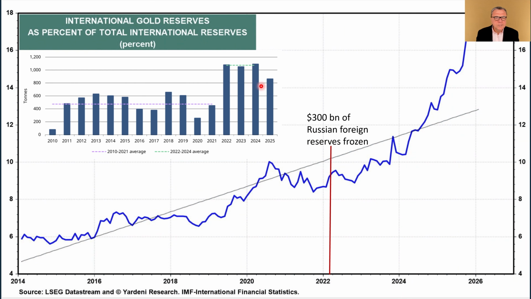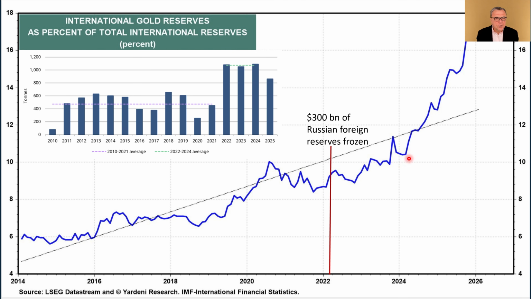And what happened there was that $300 billion of Russia's $600 billion in foreign reserves was frozen, mostly by the European Union. But Russia and other central banks concluded that their foreign reserves weren't safe if they were held in US dollars and other foreign currencies in Western banks or even in Western treasury bonds. And so there was a surge in the buying of gold by central banks. And we can see how high this has gone.